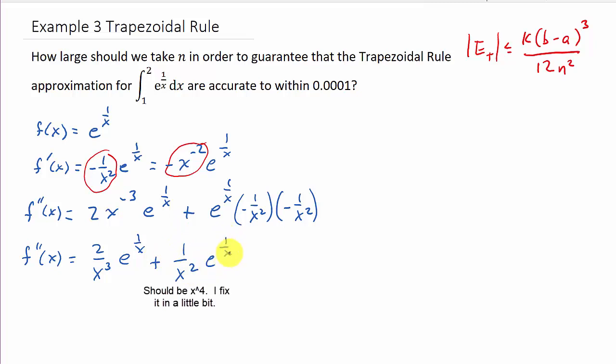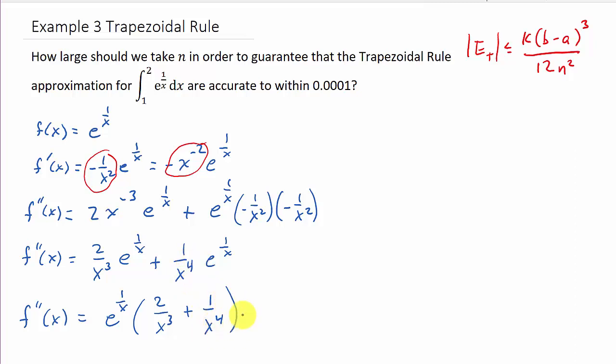All right. And so let's do this. Let's write f double prime of x is equal to e to the 1 over x times 2 over x cubed plus, I'm sorry, this right here should be a 4, x to the 4th, plus 1 over x to the 4th. Okay. All right. So there's our second derivative. Now, we got to figure out what k is.